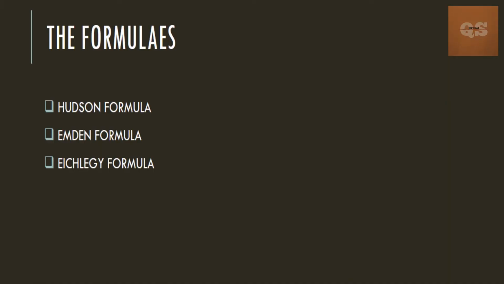These are the three formulas by which we can calculate our head office related costs once an extension of time has been granted: the Hudson formula, the Emden formula, and the Eichleay formula. Now let's look into each of these formulas.